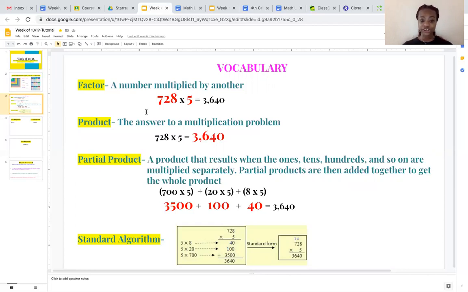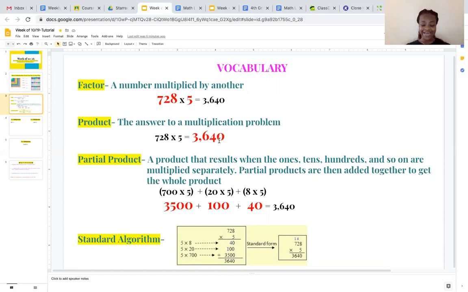A factor is any number that is multiplied by another. So in this case, 728 and 5 are factors. Product refers to the answer to a multiplication problem. So 3,640 is the product of this problem.